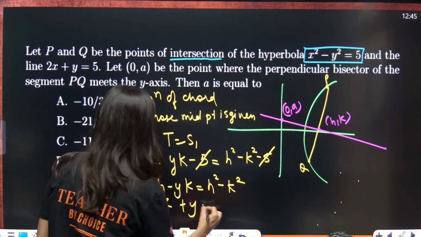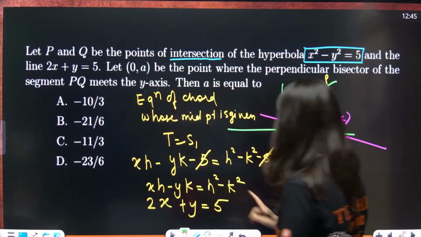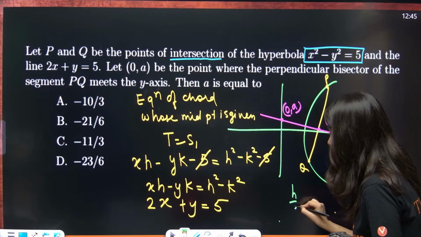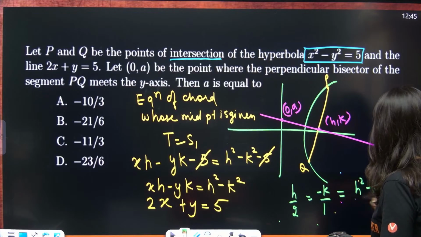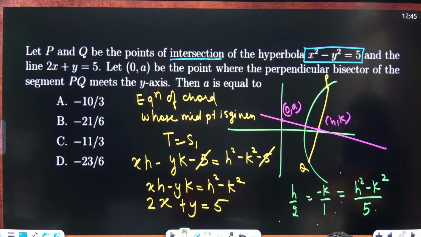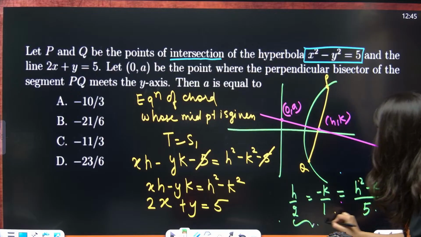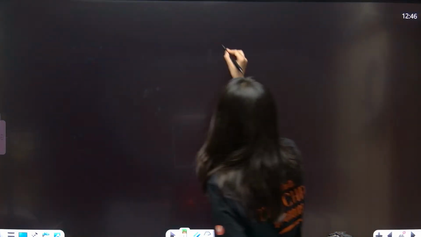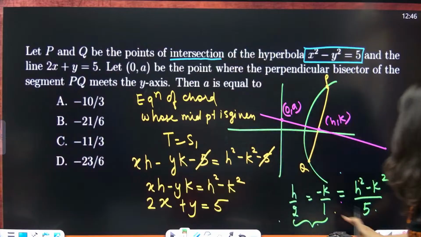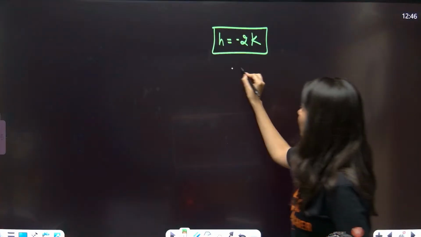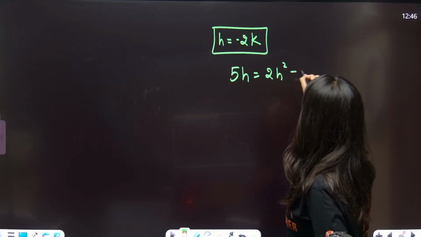Which is already given to us: 2x plus y is equals to 5. So just compare and get the value of h and k. So h by 2 is equals to minus k by 1 is equals to h square minus k square by 5. Let's just solve it. So h is nothing but minus 2k from here. H is equals to minus 2k. And h by 2 is equals to this also. So 5h is equals to 2h square minus 2k square.